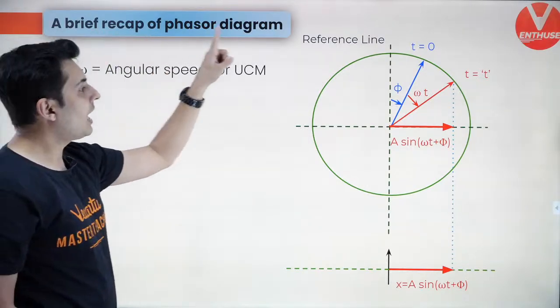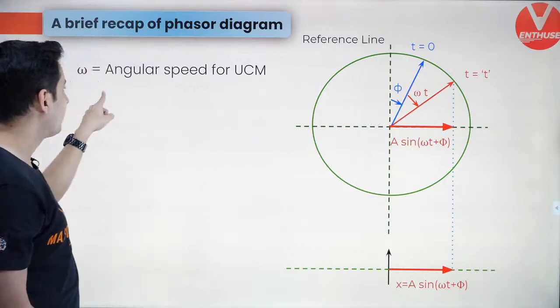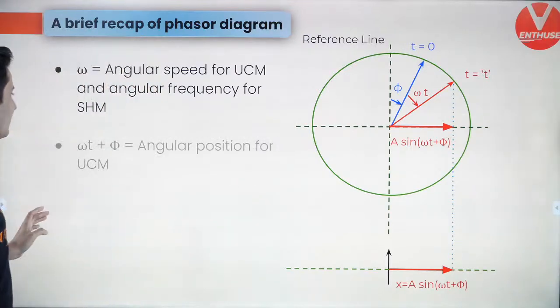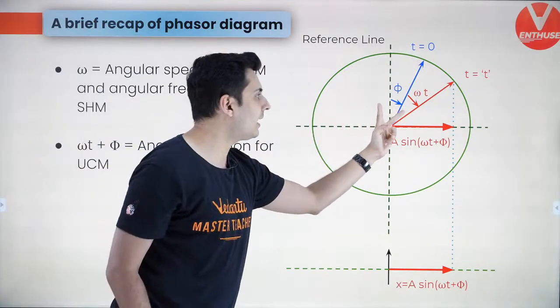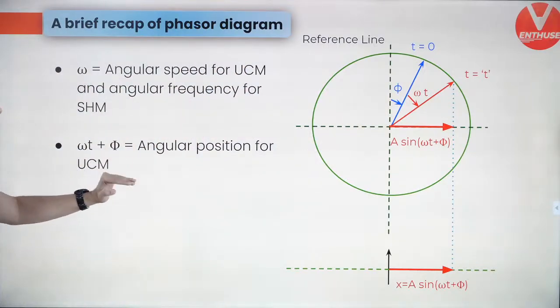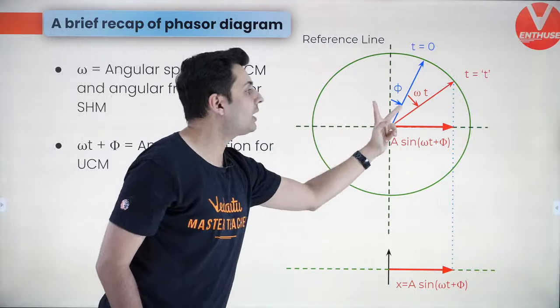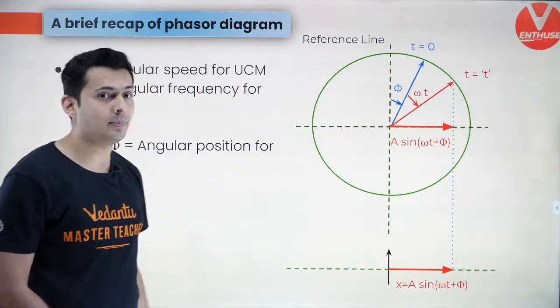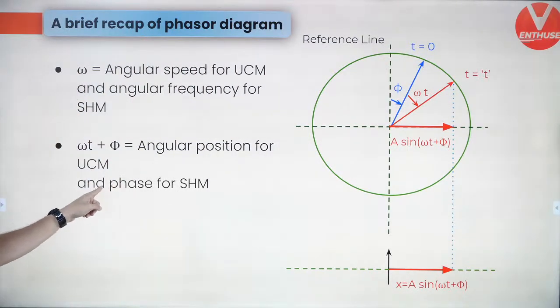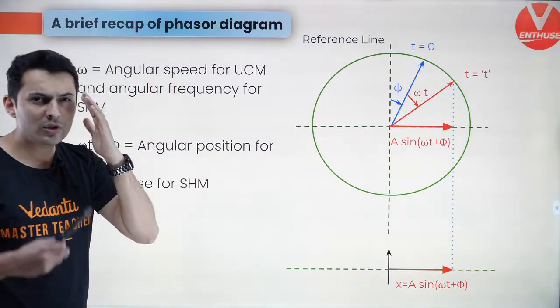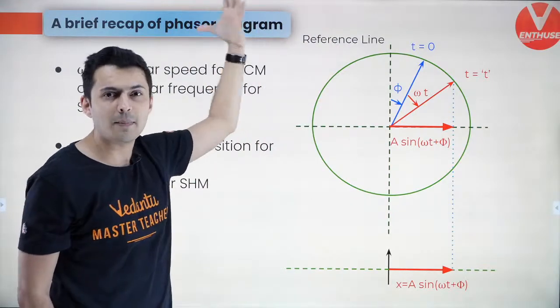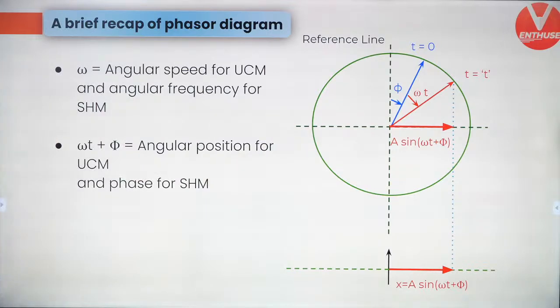Here omega is angular speed for circular motion, but for SHM it is going to denote angular frequency. Understand that. And similarly, omega t plus phi, this total angle is called the phase angle, but in circular motion it is the total angular position of that particle. So understand, omega t plus phi is the angular position of that particle, but in SHM it is just called the phase of the SHM. So whenever you think of SHM, you can always visualize that there will be a hypothetical, imaginary circular motion which represents that SHM. These are the similarities between circular motion and SHM.